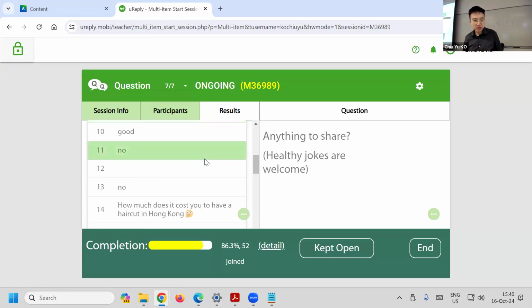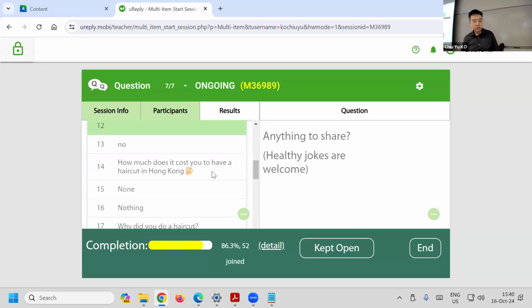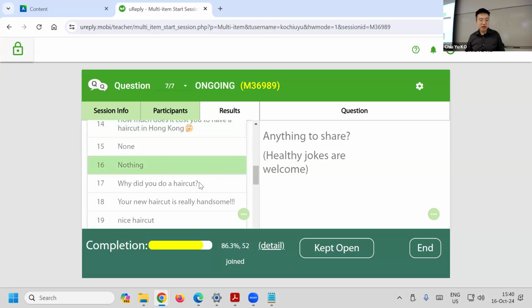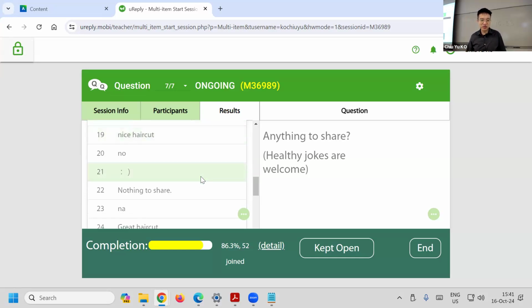Okay. How much did it cost? I told you it's a QB House, so it's just like $70. Why did I do it? Because I took my son there. My son's hair is very long, so I have to do it. So that's the reason, and no particular reason.